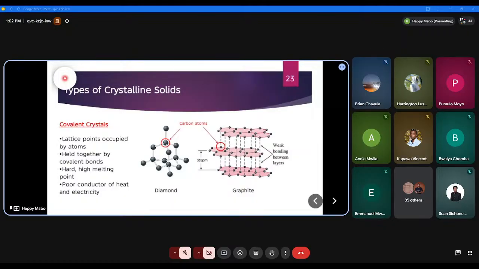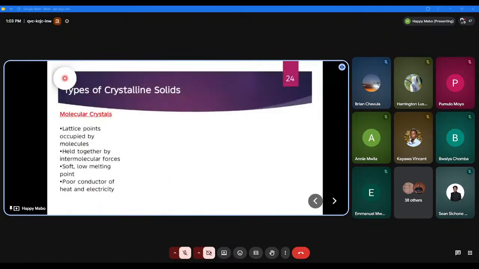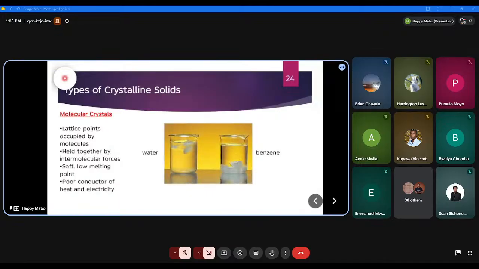Now we have the second type. I think for one of the groups we went past this slide, but for the sake of those that might be joining us from the other group, that is group 2, we can start from the second one. So the second one, we're looking at molecular crystals.